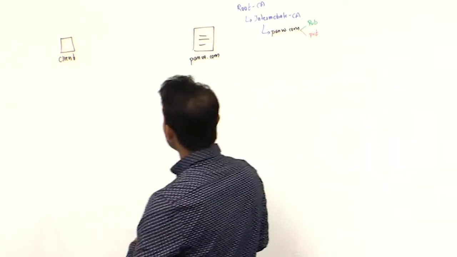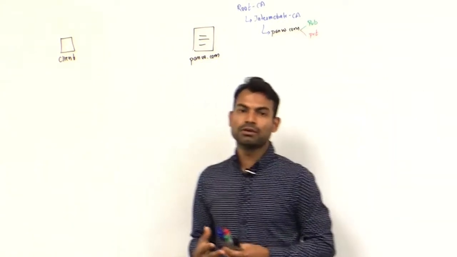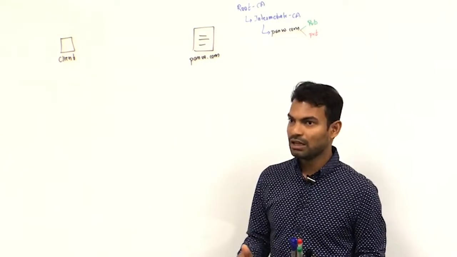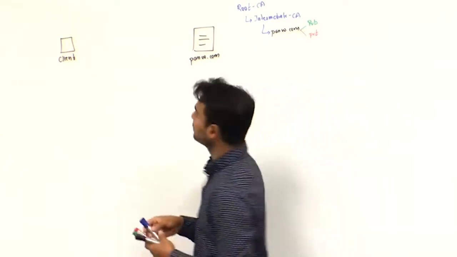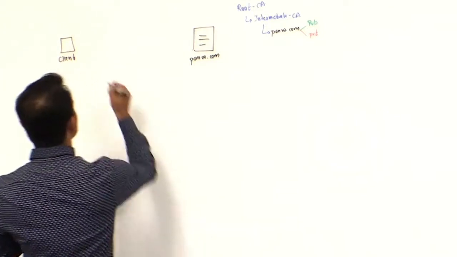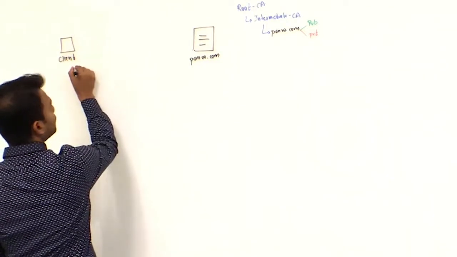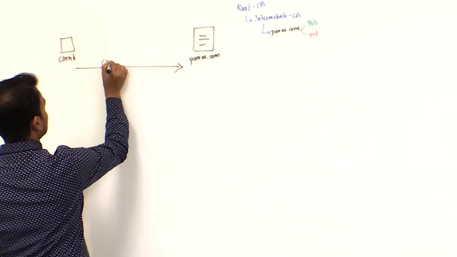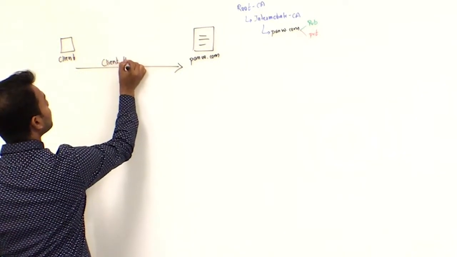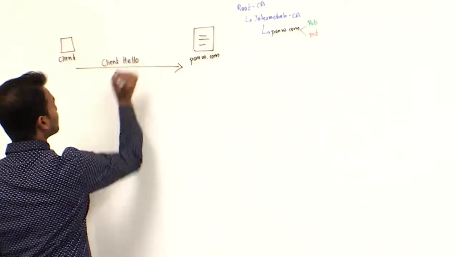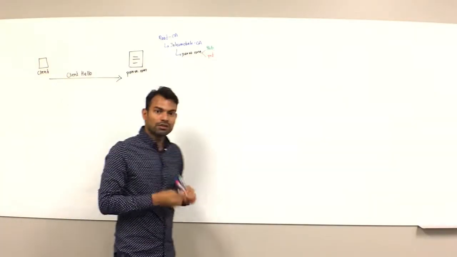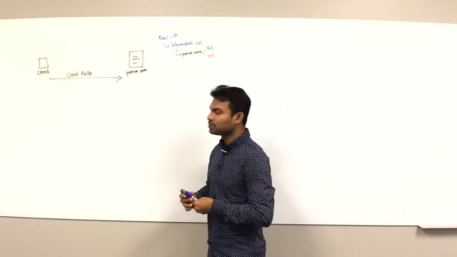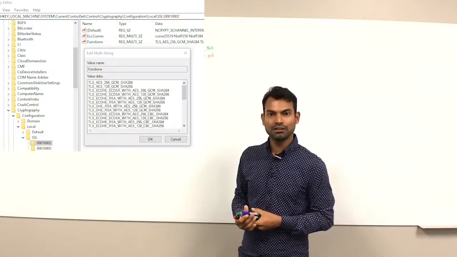Now, because we're doing SSL and we know SSL uses TCP, I'm assuming the three-way handshake is already completed, and I'm going to straight away start with the client hello. So the first message between the client and the server would be a client hello message. In the client hello, there is a lot of other information which gets exchanged, but the most important thing we are going to talk about is ciphers.